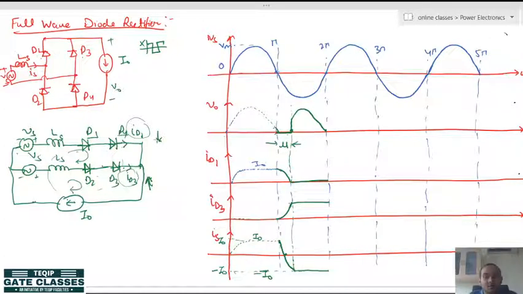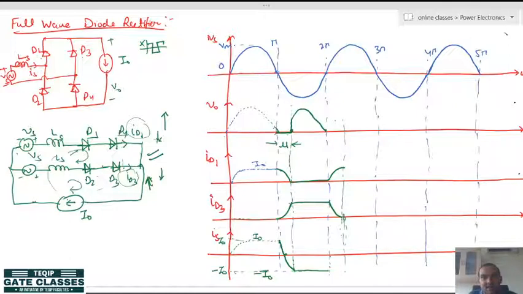Now, again come to the next instant, from 2 pi to 3 pi. Again at this point the same circuit situation arises. D3 and D2 will not get immediately turned off, but D1 D4 gets turned on. So, again this circuit will be there, and the D1 and D4 current will be rising and D2 D3 current will be falling. So, here D3 current will be falling, okay, and D1 D4 current will be rising like this.